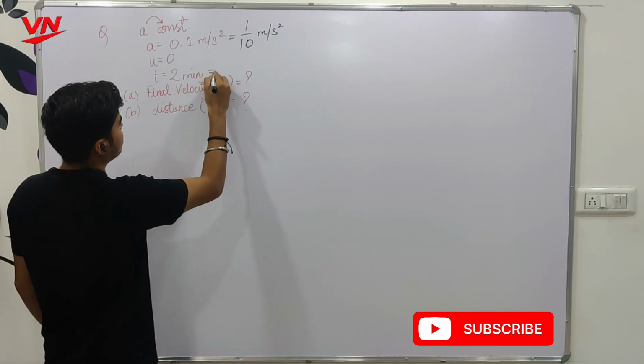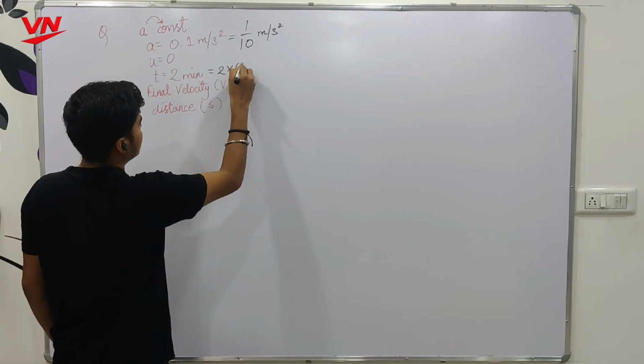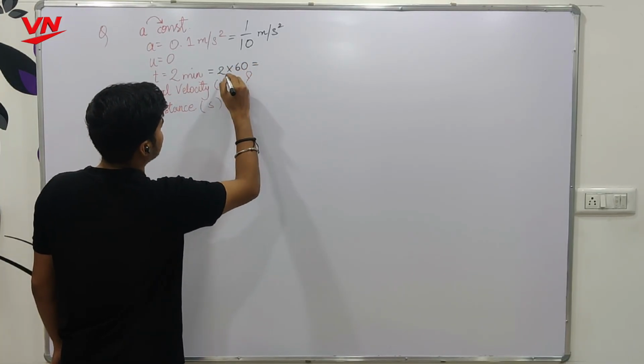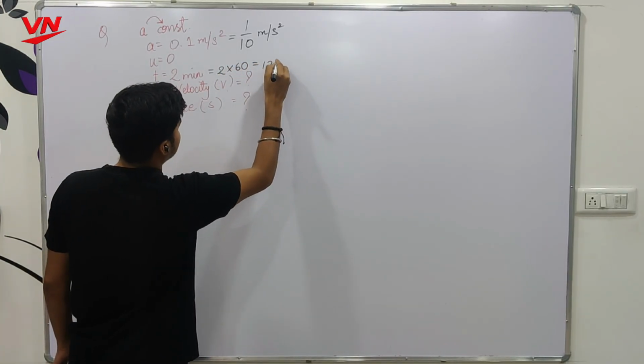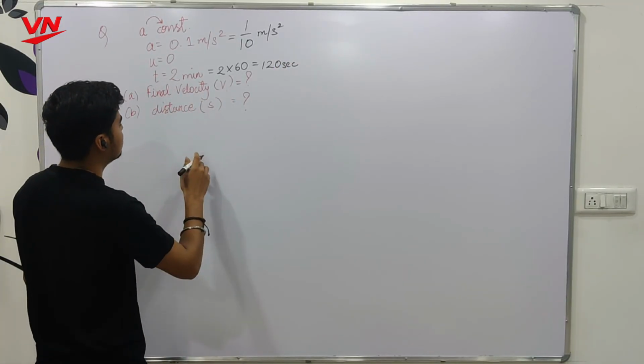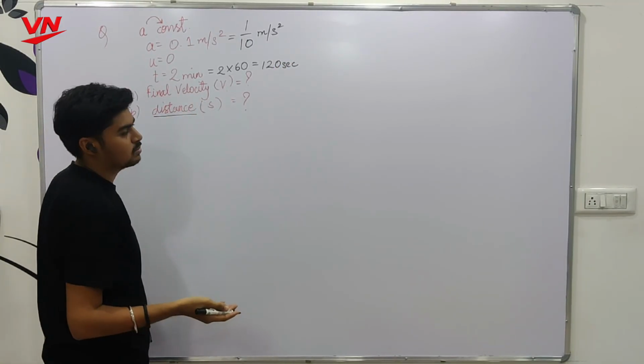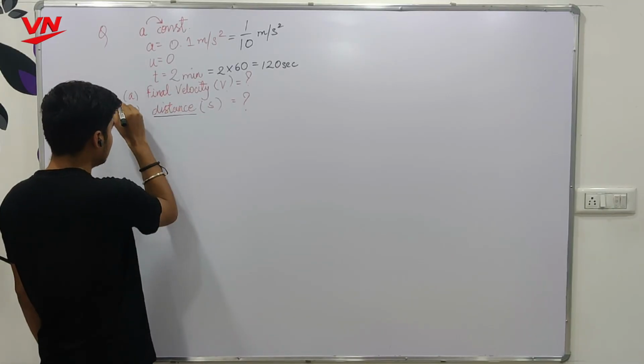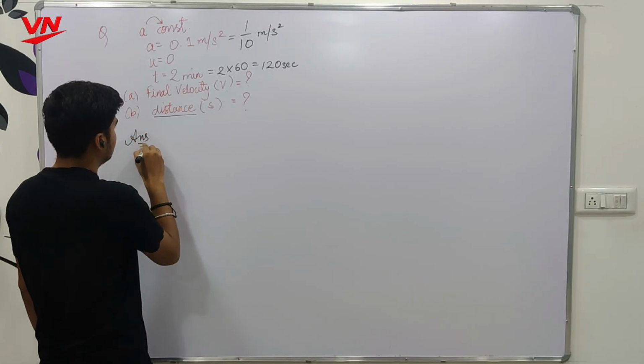SI unit of time is second. So 1 minute is equals to 60 seconds. So 2 minutes is equals to 2 into 60. I will get 120 seconds. We need to calculate the final velocity and the distance or displacement, whatever you can say. How will I calculate the final velocity?